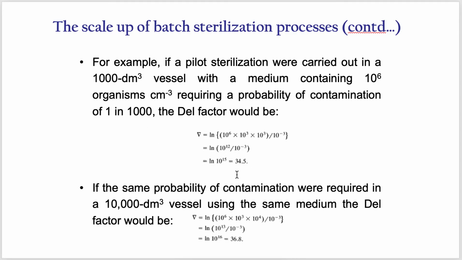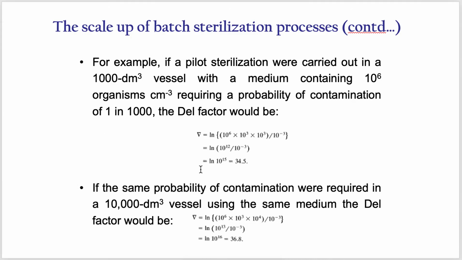Now we can scale it up for a bigger sterilizer. For example, if the same probability of contamination were required in a 10,000 dm³ vessel using the same media, what will the del factor be? In that case, del will be ln(n0/nt). The value of nt will be fixed because 1 in 1000 is the accepted value of nt, so only the value of n0 will change.